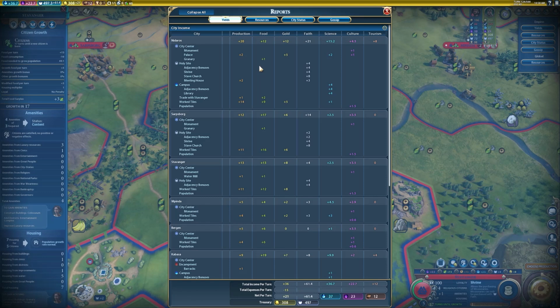Now, why do you want bigger cities? First off, science and culture are awarded based on the level of a city. Even with no districts in it, you're going to receive science and culture. And the bigger your city is, the more science and the more culture you're going to get.